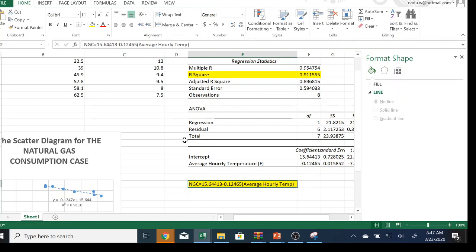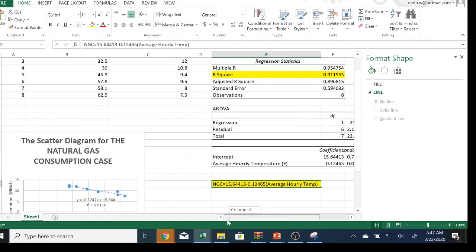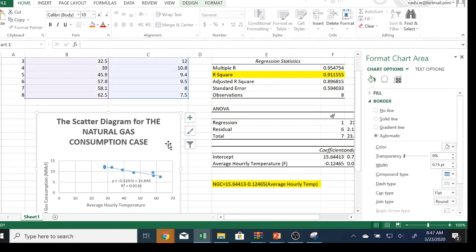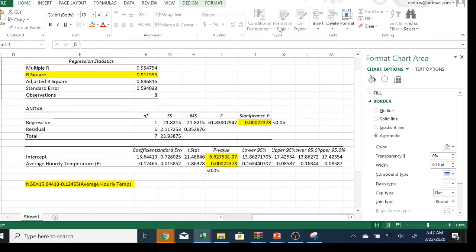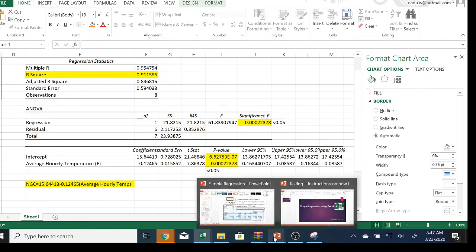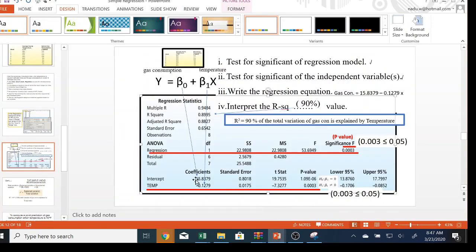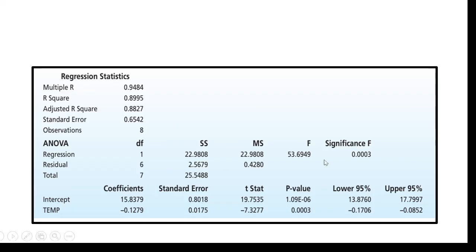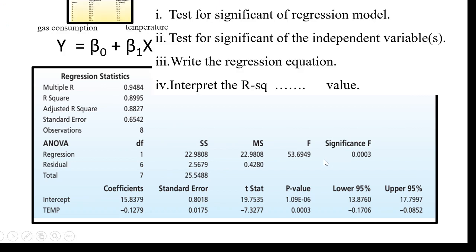I hope it's clear to you how you can come up with the simple regression model by using two methods. One is by using the scatter diagram itself, using the trend line option, you can come up with a regression model, or else you can use the data analysis toolpack. So it's very easy. I hope this exercise is clear to you. You can refer to the lecture slides, and all the instructions are given there.